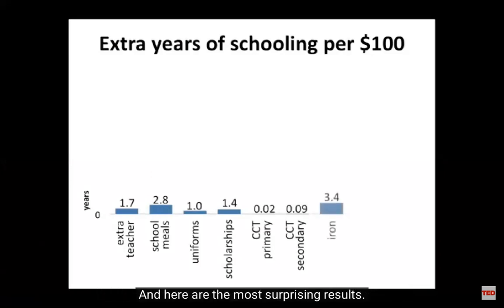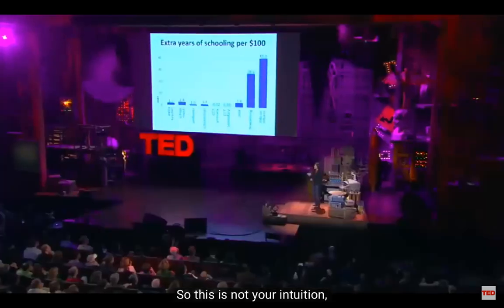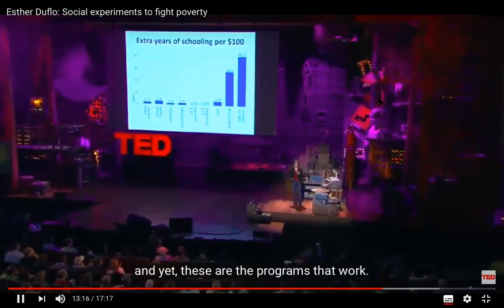And here are the more surprising results. Tell people the benefits of education. That's very cheap to do. So for every $100 you spend doing that, you get 40 extra years of education. And in places where they have worms, intestinal worms, cure the kids of their worms. And for every $100, you get almost 30 extra years of education. So these are not your intuition. This is not what people would have gone for. And yet, these are the programs that work.